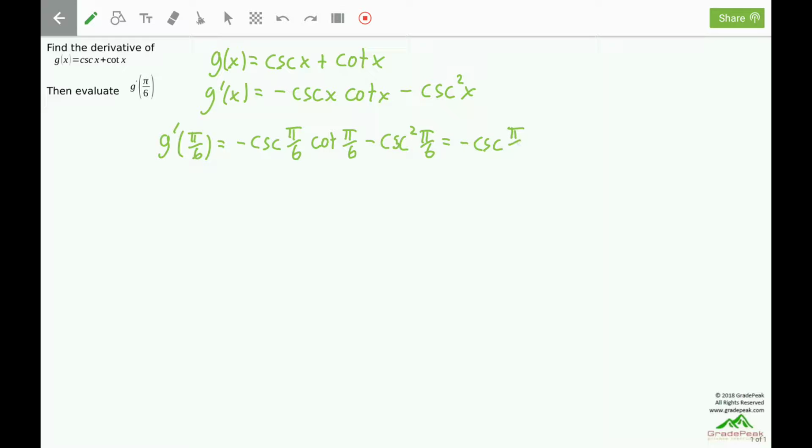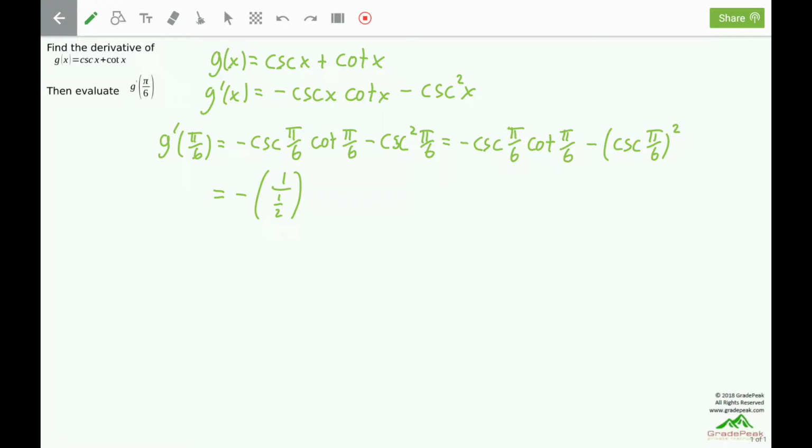Now I will write the first term exactly as we see it. That second term, cosecant squared of pi over 6, means to evaluate the cosecant first and then square that result. So now we can evaluate each of these trig functions. We have a negative times cosecant of pi over 6, which is equal to 1 over sine of pi over 6. Sine of pi over 6 is a 1/2, so it will be a 1 over 1/2.